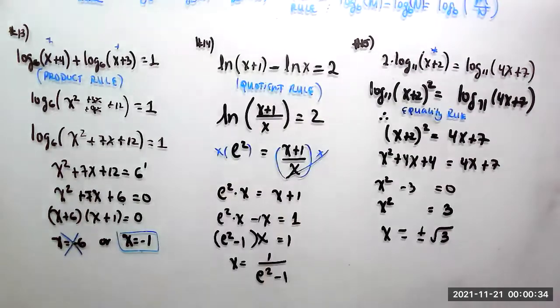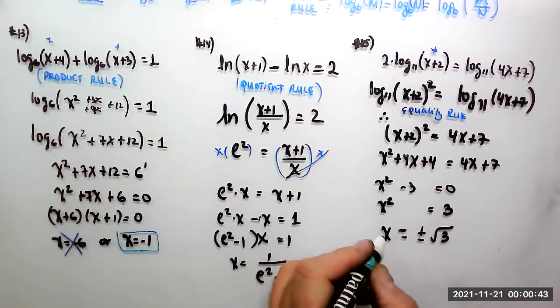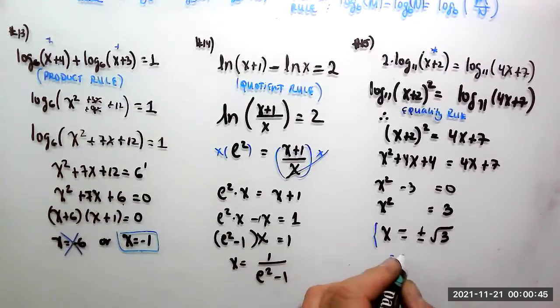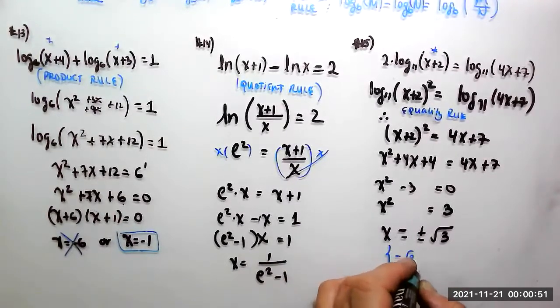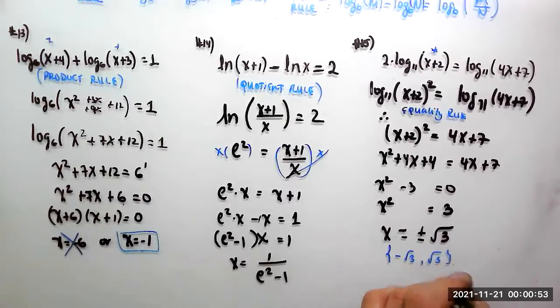Good. Okay, so we'll accept both answers: plus the square root of 3 and also minus the square root of 3. So we have two answers. What are my two answers? Negative radical 3 and positive radical 3. Done. Thank you.